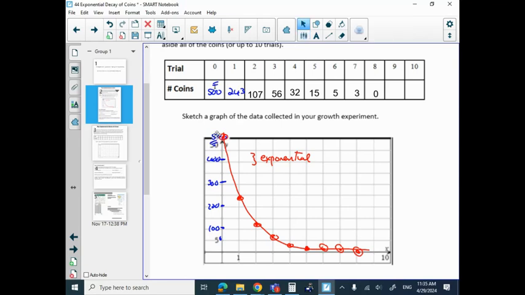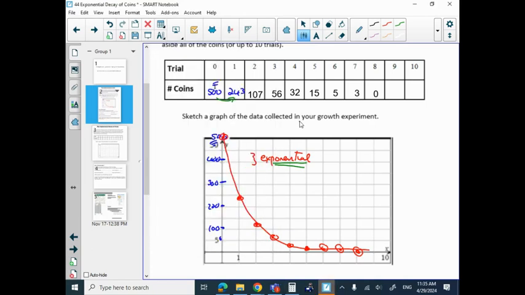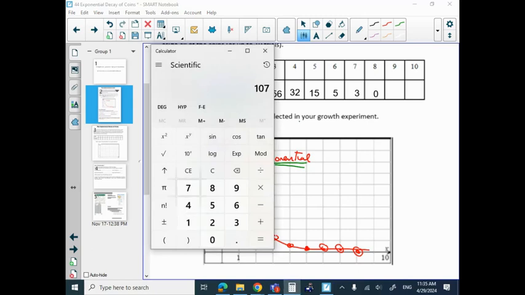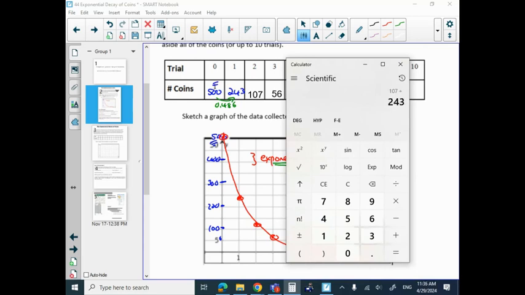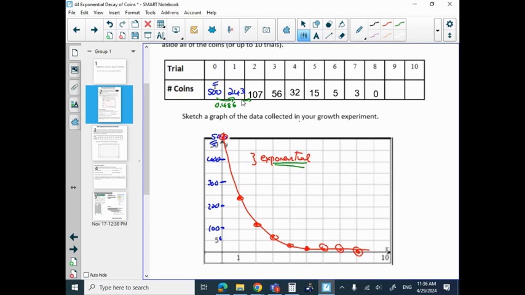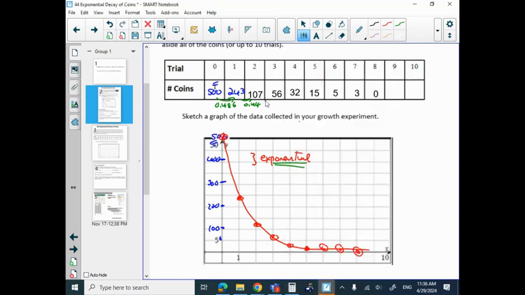And then the other way we could look at that is in the numbers. So if I look at the numbers here and I did 243 divided by 500, that gives me 0.486, so 0.49 really. 107 divided by 243 equals 0.44. Let's double check that, 0.440. Yeah, we're good. 56 divided by 107, 0.523, so just 0.52, I guess.